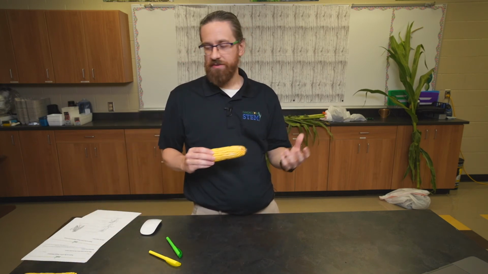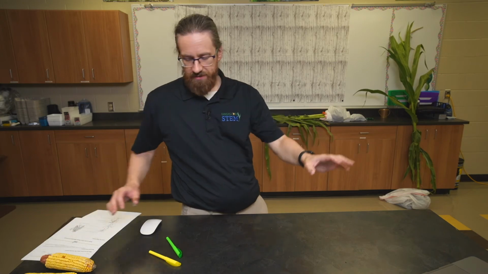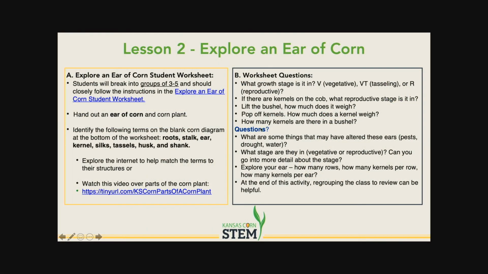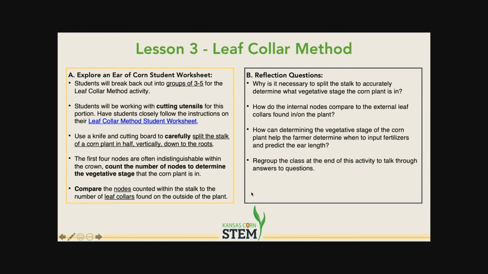Okay, so yeah, we just talked about the different parts of the corn plant. We went through and explored our ear of corn for the second lesson. And as you can see on the right side of our PowerPoint, there are some worksheet questions that you as a teacher can ask your students as a review question to make sure that the kids are understanding this lesson. So here are some pretty good review questions and the worksheet questions as well. We are going to move now on to lesson 3. Okay, and lesson 3 is the leaf collar method.